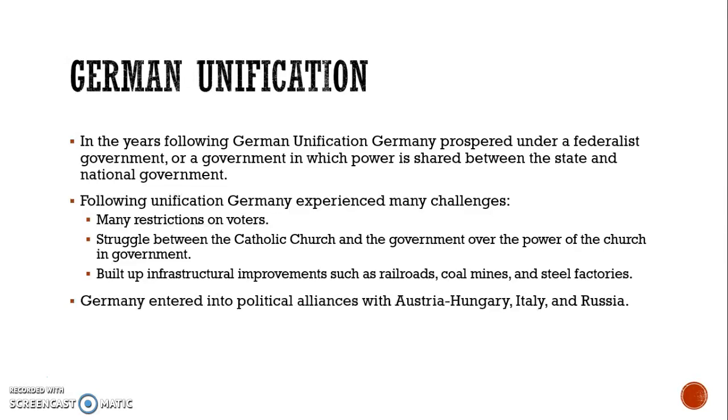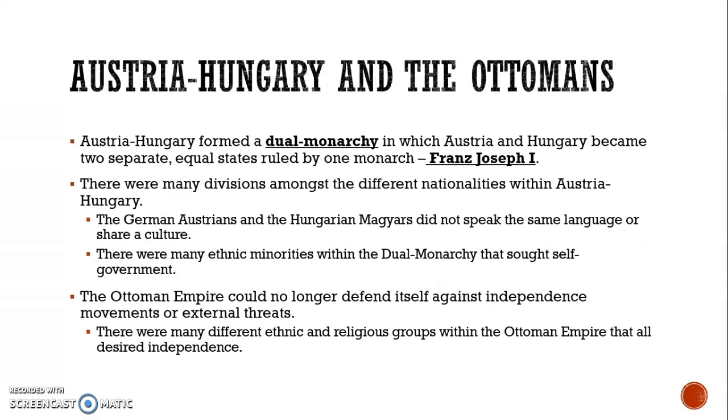In the years following German unification, Germany prospered under the federalist government, or a government in which power is shared between the state and national governments. Following unification, Germany experienced a lot of challenges. There were quite a few restrictions on voters, there was a struggle of power between the Catholic Church and the government, and they also needed to build up many infrastructural improvements like railroads, coal mines, and steel factories. As a result, Germany entered into political alliances with Austria Hungary, Italy, and Russia.